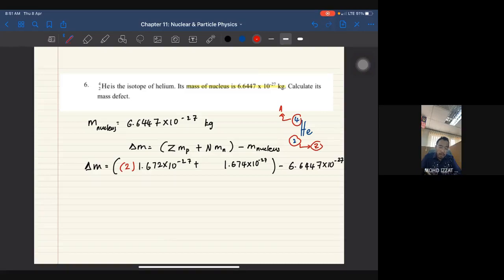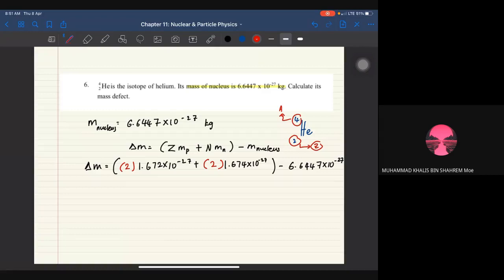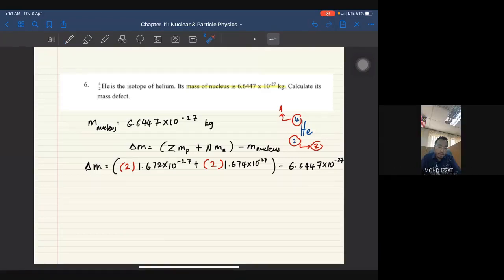Okay, sekarang ni N saya berapa? 2. Macam mana kamu dapat 2? 4 minus 2. Yes, exactly. So you know that kalau ikut equation yang kat sebelah atas tu, A is equals to Z tambah N. So you already have numbers of A dengan Z tu ada. So you minus dia lah so that you can get numbers of neutron.